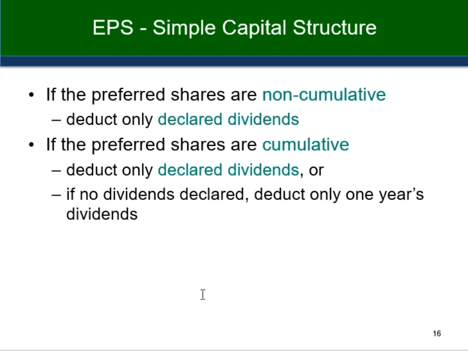In a simple capital structure, we just calculate basic earnings per share. We take the net income and divide by the weighted average number of shares outstanding. If there are discontinued operations, then we would show those separately from the continuing operations as well.